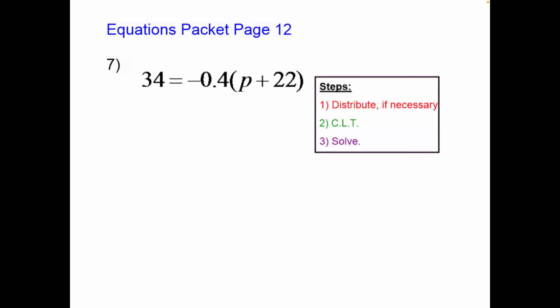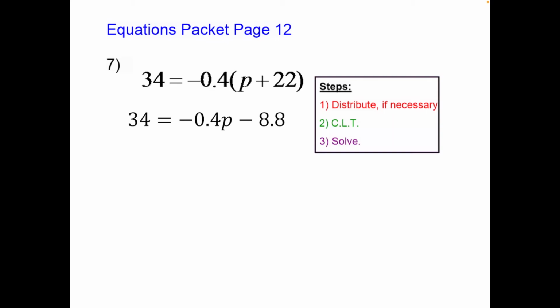Number 7, 34 equals negative 0.4, open parentheses, p plus 22, close parentheses. Step 1, we have to distribute. Negative 0.4 times p equals negative 0.4p. Negative 0.4 times 22 equals negative 8.8. We have 34 equals negative 0.4p minus 8.8.